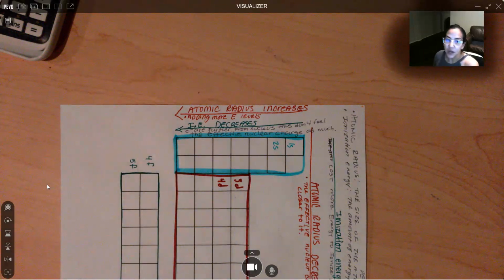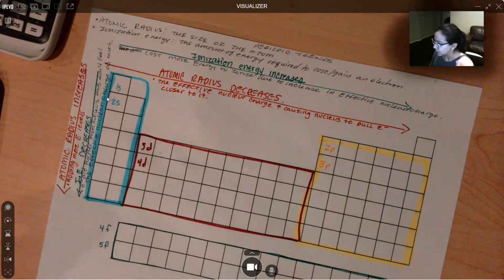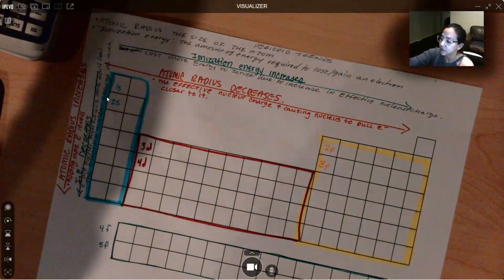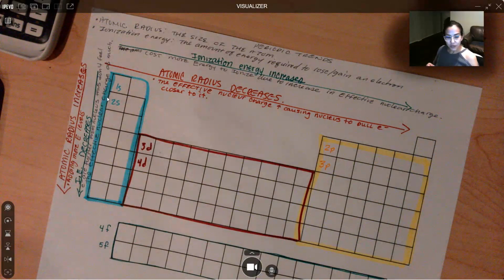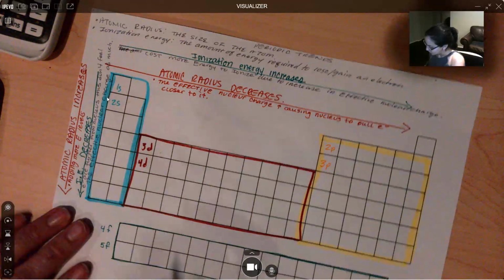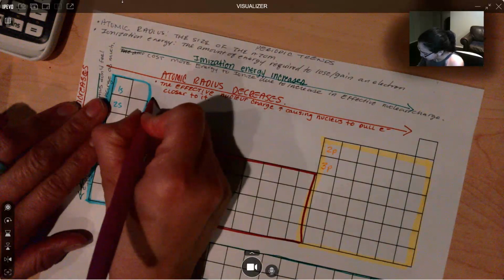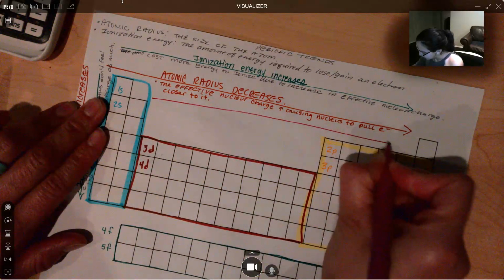So we've now gone through atomic radius, and kind of talked about effective nuclear charge. We just finished ionization energy. Let's go into electron affinity. So electron affinity is going to increase as we go this way.